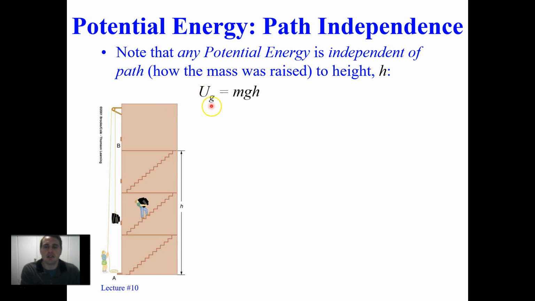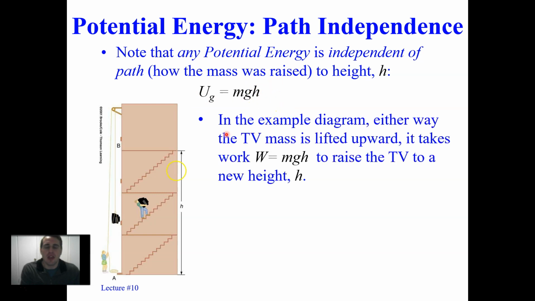So notice that in this example diagram, person A is lifting a television up from point A to point B, but they're lifting it straight up with a rope in tension. Whereas another person is walking the same television up the stairs, and they're still going from point A to point B, but they're getting there by a much longer path. Either way, the TV mass was lifted upward. The same amount of work to raise the television to new height h was achieved.